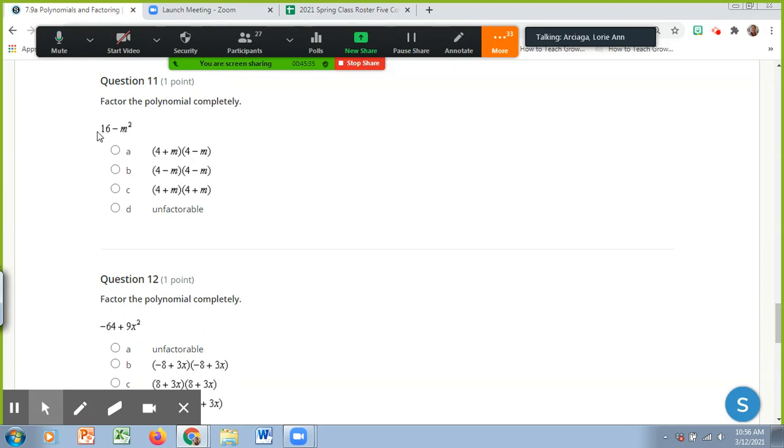Like I said, 16 is 4 times 4, and then m squared is negative m times positive m, right? So then that's the answer: 4 minus m, 4 plus m. It's like how we did this one. What was 12? No, I wrote it down like this. Negative 8 times 8 is negative 64. And then 9x squared was 3x times 3x. So then match the answer. It's negative 8 plus 3x and 8 plus 3x, because that's a difference of 2 squares again.